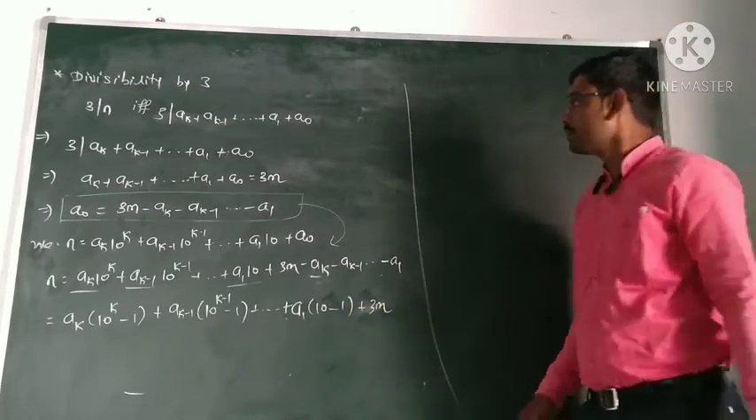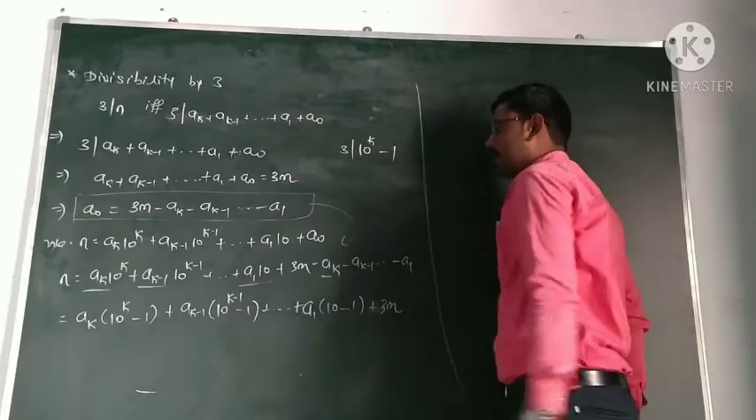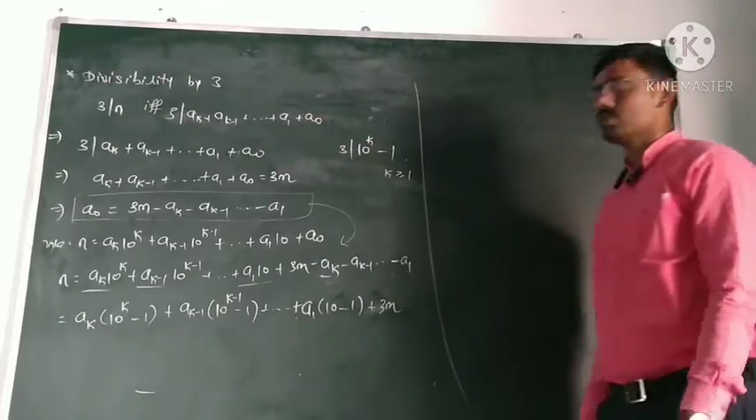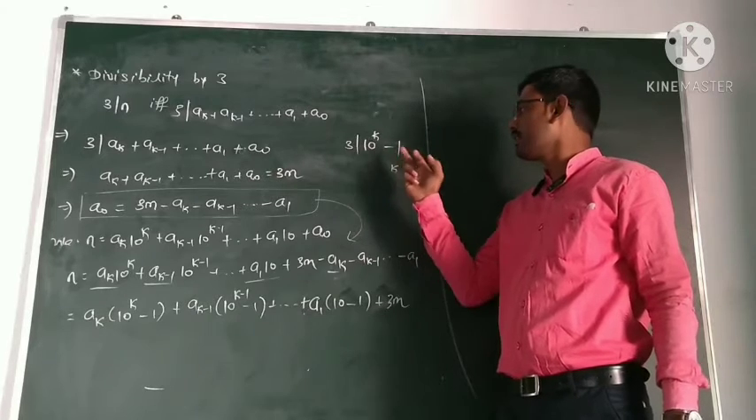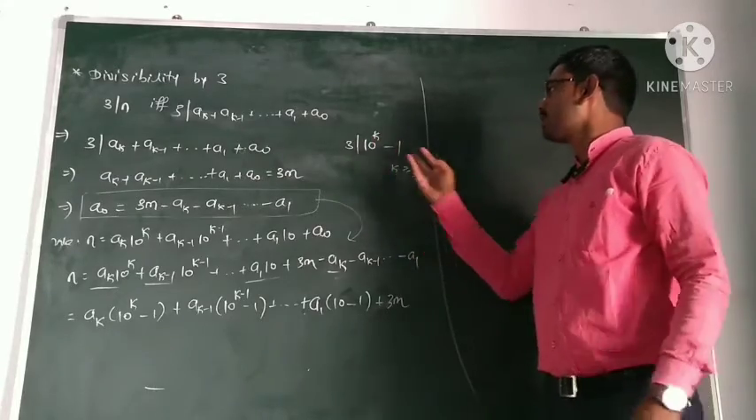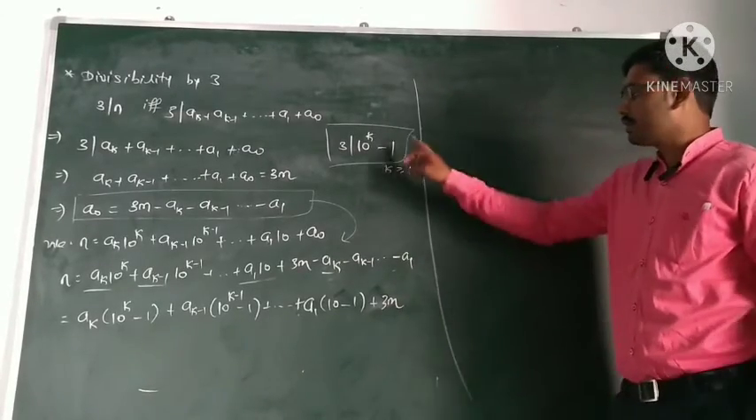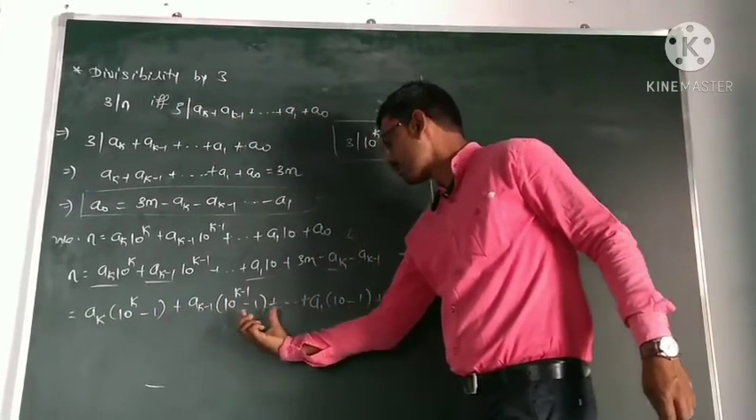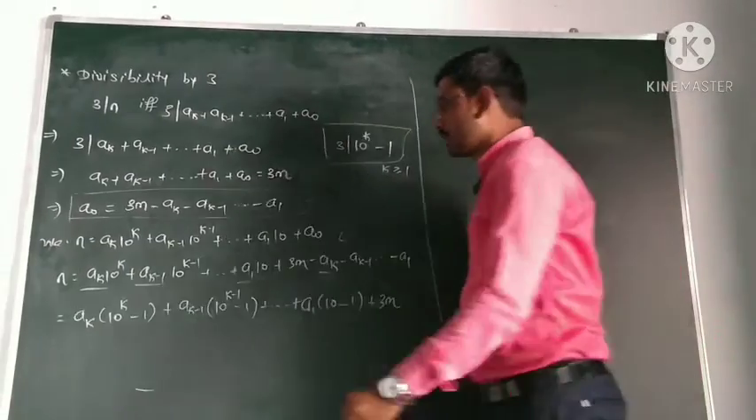Now, there is one rule. That rule is that 3 always divides 10 raised to power k minus 1 for k greater than or equal to 1. Now see, if k is equal to 1, 10 minus 1 is 9, 3 divides 9. If k is equal to 2, 10 raised to power 2 is 100 minus 1, 99, 3 divides 99, up to so on. This is the general rule. So this rule suggests that 3 divides this term, 3 divides this term, 3 divides this 10 minus 1 also, and 3 also divides 3m. Okay.